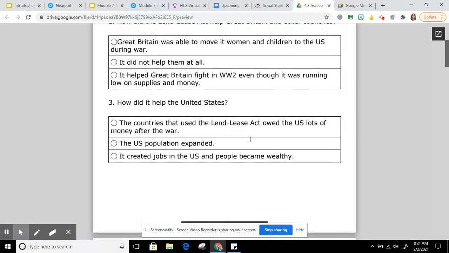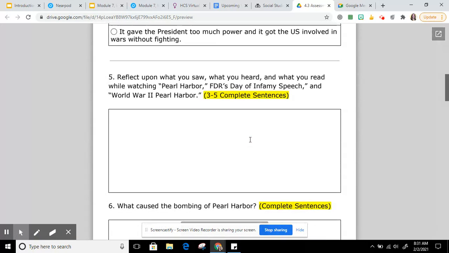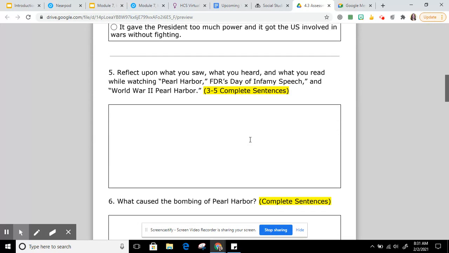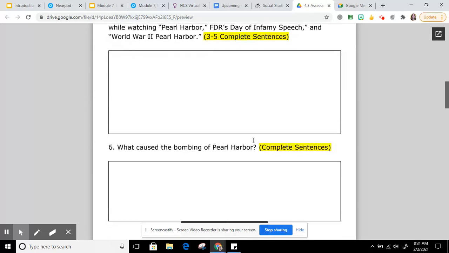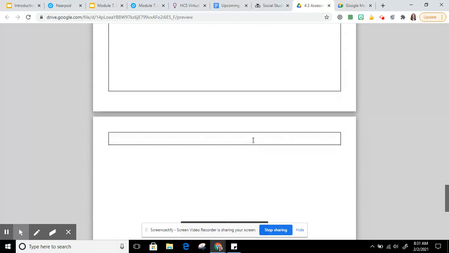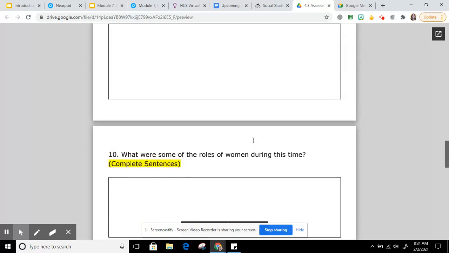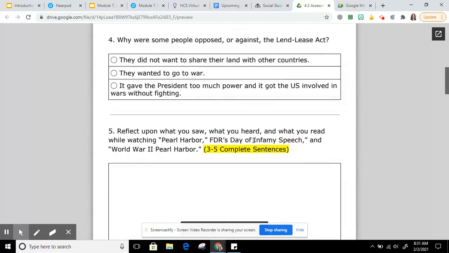Okay, so numbers 1 through 4, you've got multiple choice questions here. Number 5, you're answering in 3 to 5 sentences. 6, 7, 8, 9, 10, 11, 12, these are all short answer. So you're going to need to answer those in complete sentences.